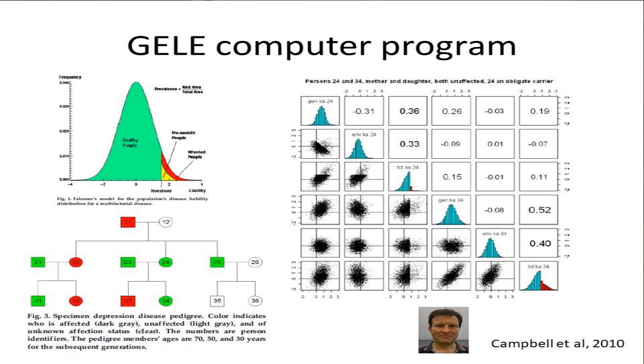And my former student and postdoc developed a program to implement this model. This is an example family, with affection status indicated by the color. Conditioning on these affection statuses, you can then calculate the posterior distribution of liability, and therefore the probability of exceeding the threshold, which is the disease risk.